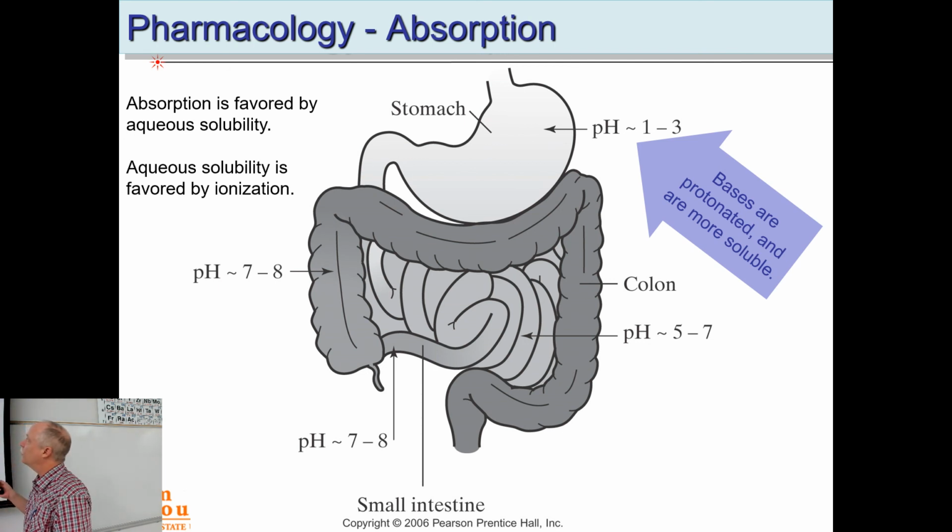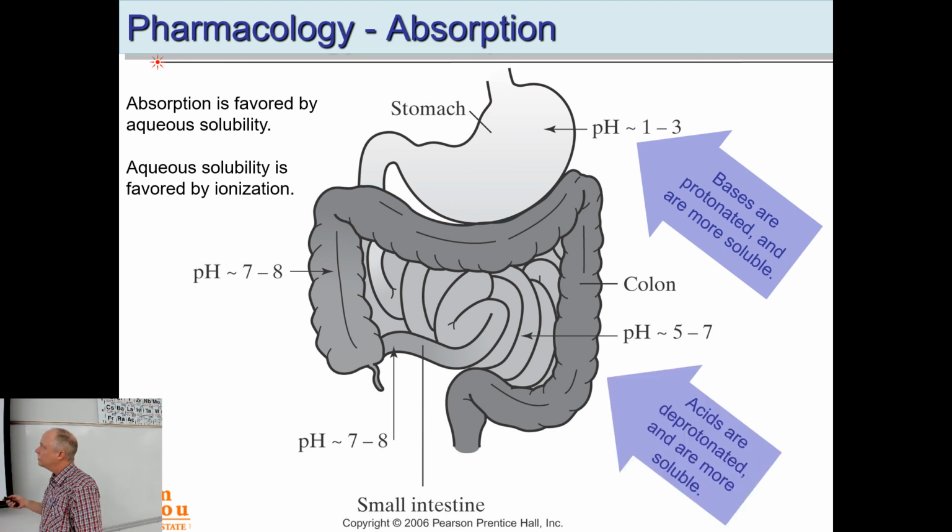So the bases are protonated and more soluble in the stomach. We get here to the colon and really the colon. So acids are deprotonated and more soluble. So if you think about just acetic acid, right, it's neutral, but you pull the proton off and now you have acetate anion. And again, aqueous isn't just positives, it's also negatives. So the water, the aqueous solution, can stabilize a negative charge, it can stabilize a positive charge.